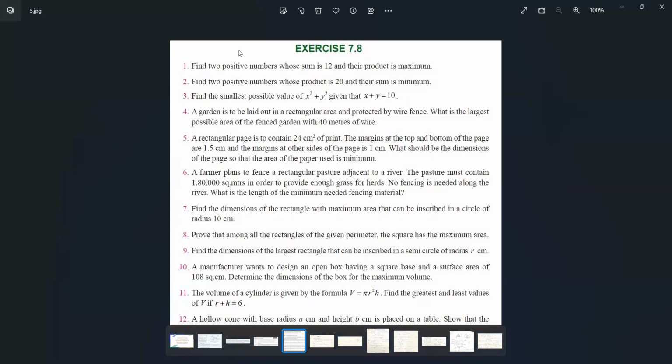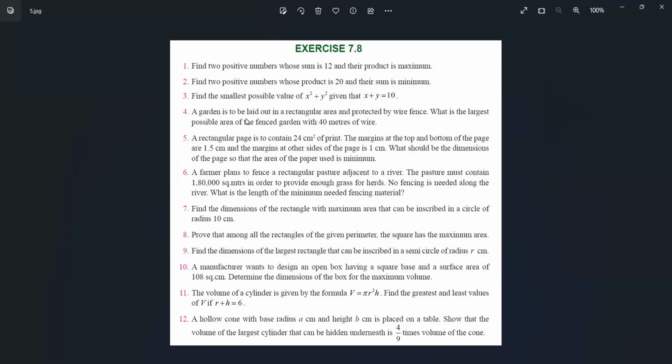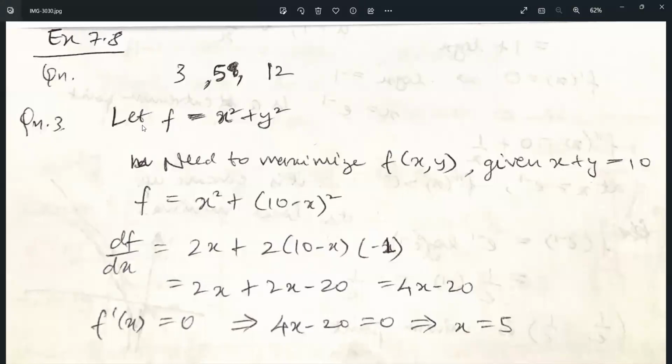So we'll be dealing with question number 3, question number 5 and then question number 12. Question number 3 is: find the smallest possible value of x square plus y square given that x plus y equal to 10. So the solution is that we define a function x square plus y square. We need to minimize this function given x plus y equal to 10.